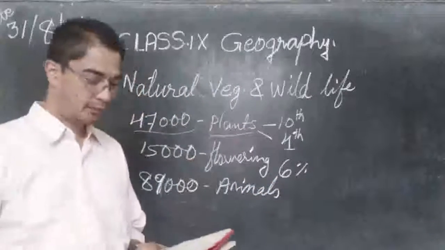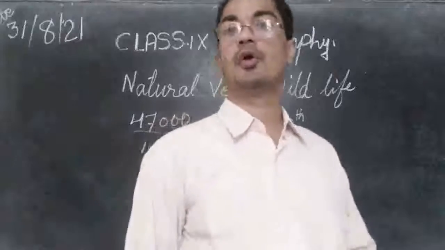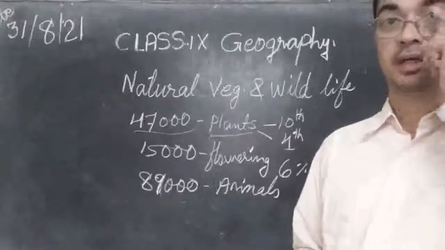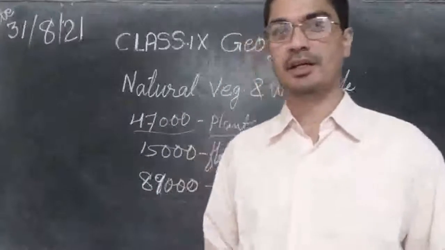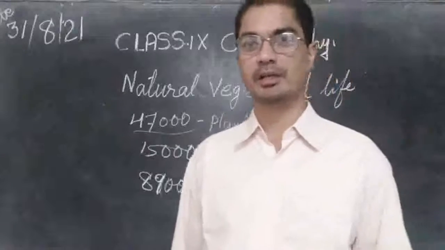So how many animals do we have? We have 89,000 animals in India. That is also a big number.